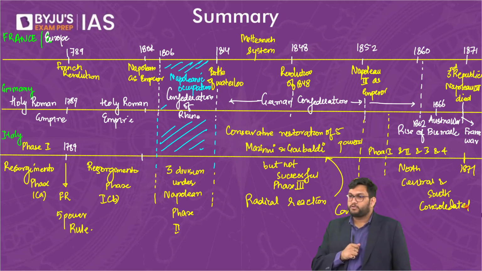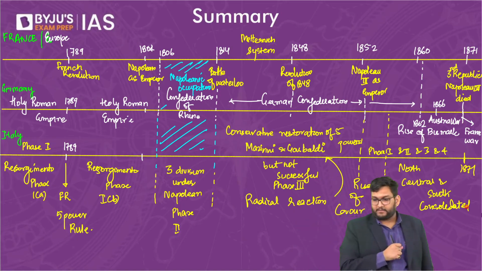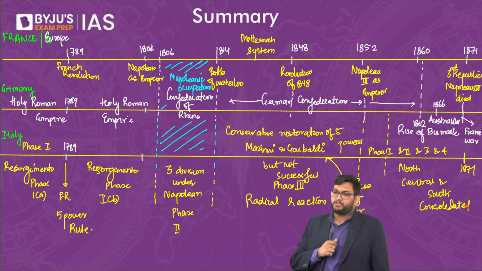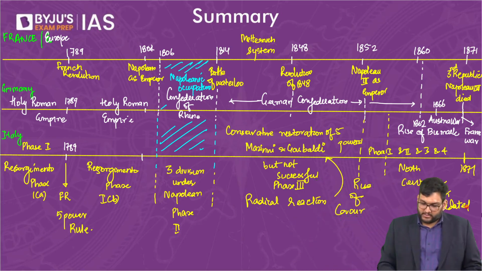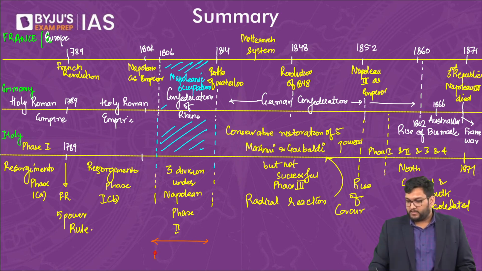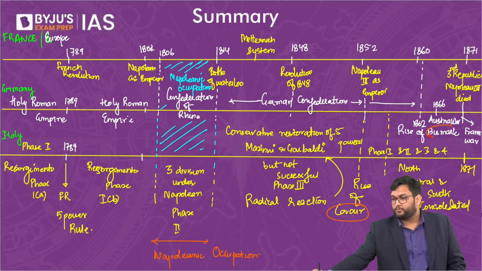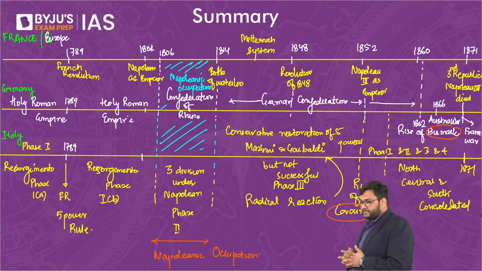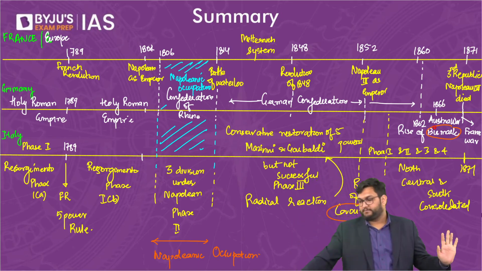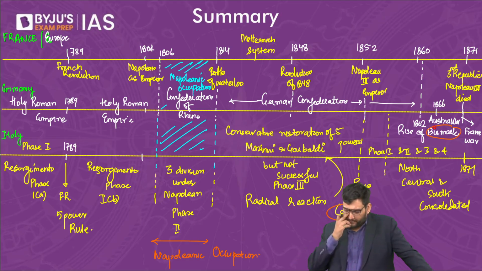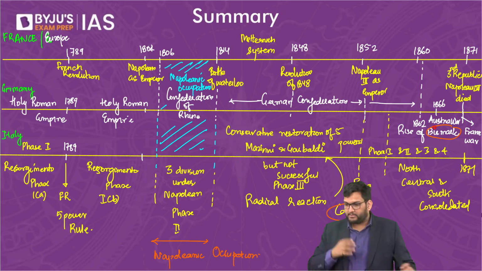Now, do you see how these stories are actually connected with each other? Very simply, they are happening parallel to each other and the pattern is similar. The most important phase here would be Napoleonic occupation, and Cavour and Bismarck are the two people on which the question can come. Anybody has now any issue in module number 3? Anybody? Anyone?